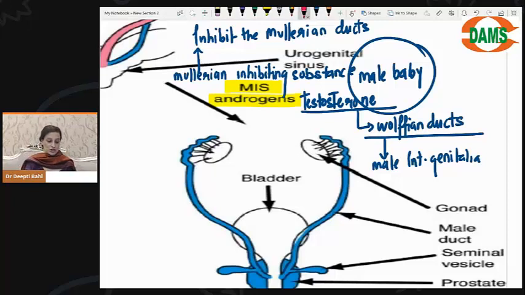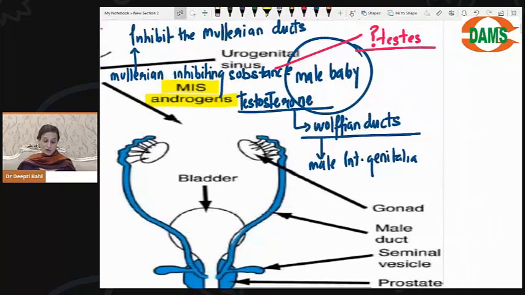So now let's talk about more details about this very basic thing which is going to be asked to you in the exams. The first question. Mullerian inhibiting substance, I said, is released by the male baby. But where is it released from? It is going to be released from the testes, right? But this is again a very broad thing. What part of the testes is going to release the MIS?